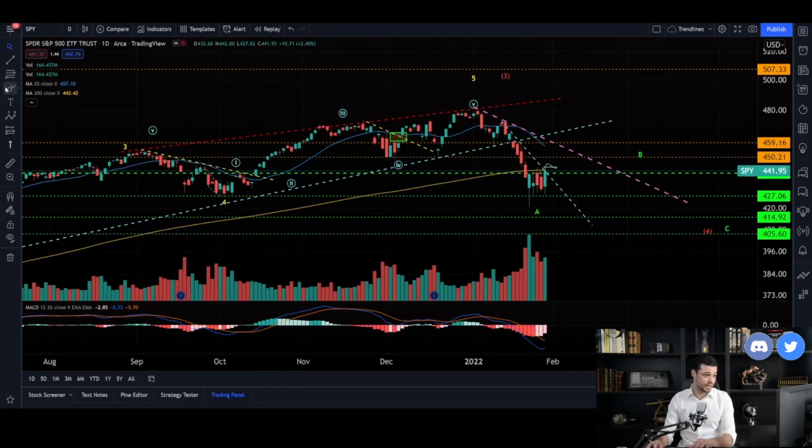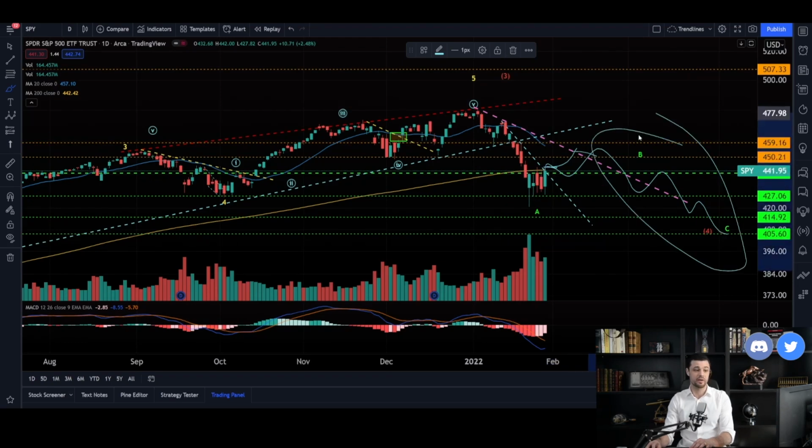If we do, then we once again have two scenarios. Either we are doing a B wave. This is the most likely scenario. So we do something like that, and then we have a C wave coming to the 400 level, guys. So be prepared for that. It's very likely that we see another leg down on the S&P 500, even if we have a rebound.